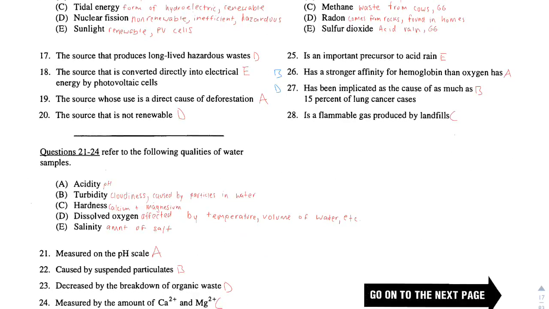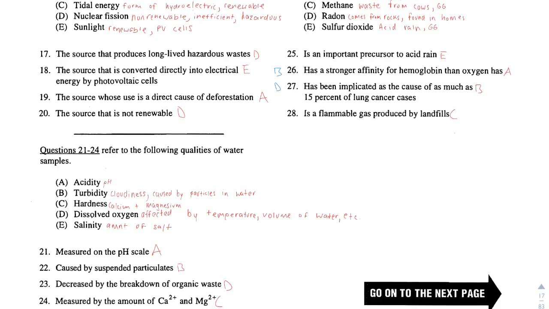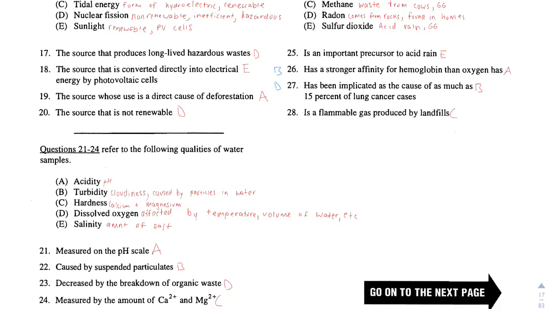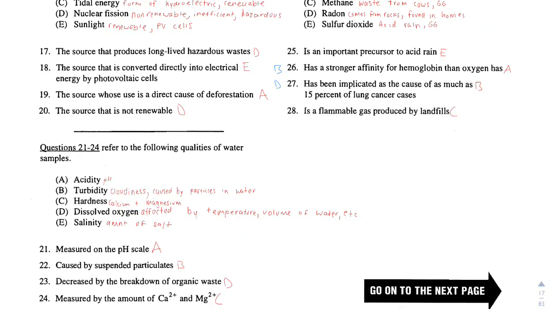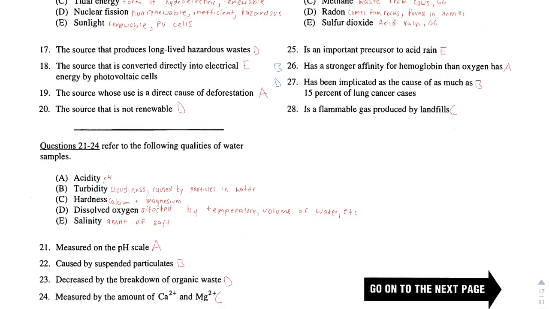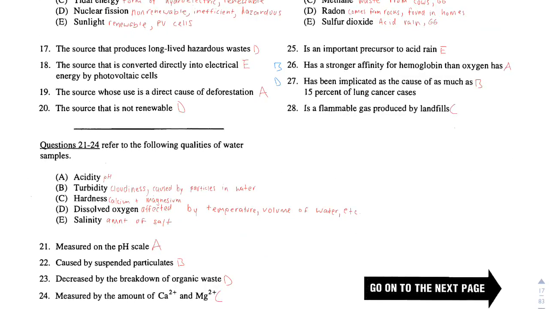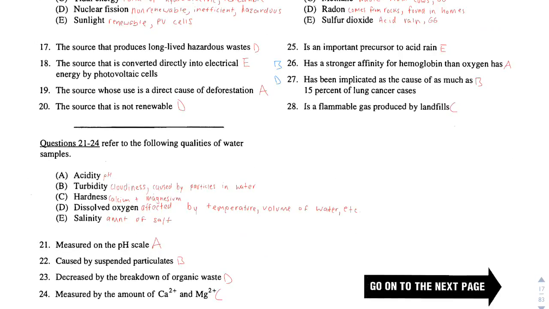Number 21, measured on the pH scale, is option A. Number 22, caused by suspended particles, is option B, turbidity. Number 23, decreased by the breakdown of organic waste, is D, dissolved oxygen. Number 24, measured by the amount of calcium and magnesium, is option C, hardness.